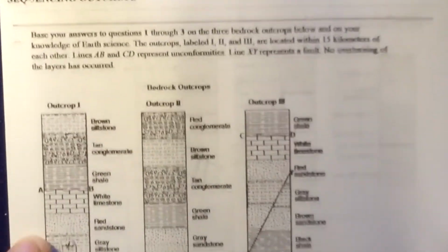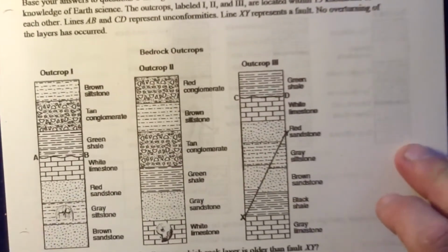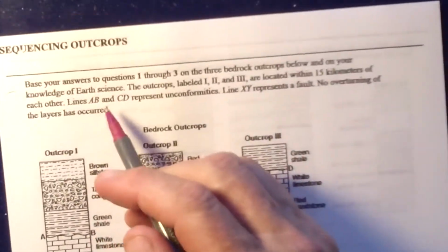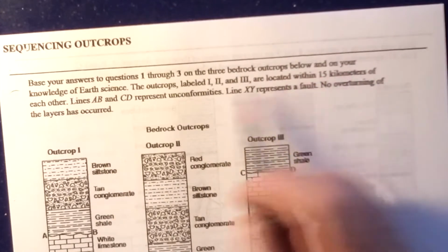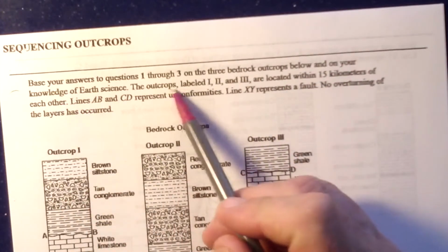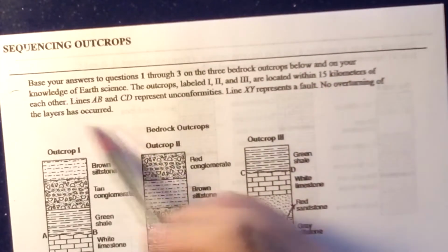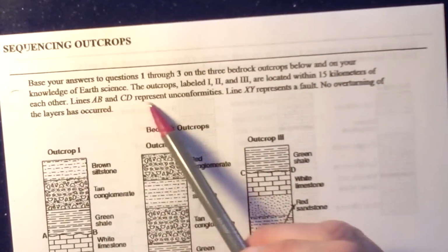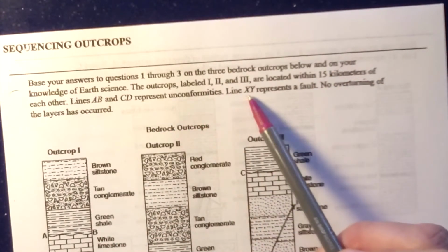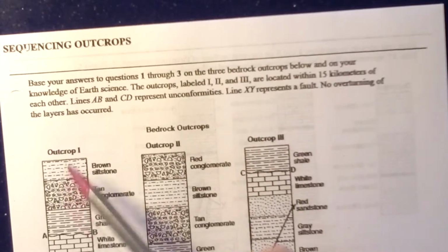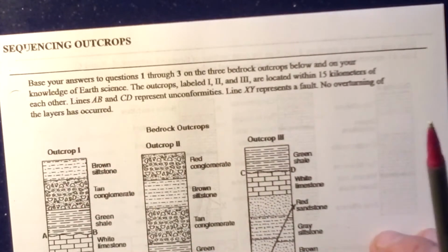The first thing that we want to do with these packets here is actually put the outcrops together and correlate them. It says base your answers to questions 1 through 3 on the 3 bedrock outcrops below and on your knowledge of earth science. The outcrops are labeled 1, 2, and 3, located within 15 kilometers of each other. Lines A, B, and C, D represent unconformities, and line XY represents a fault. No overturning of the layers has occurred.